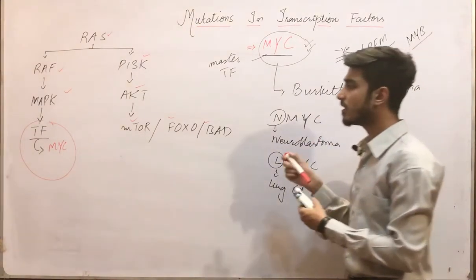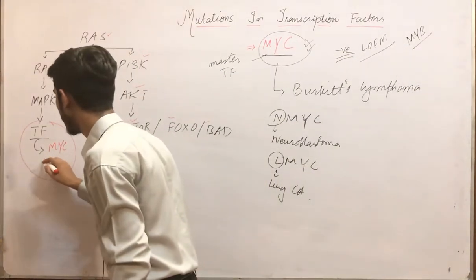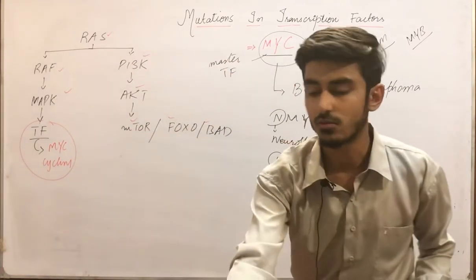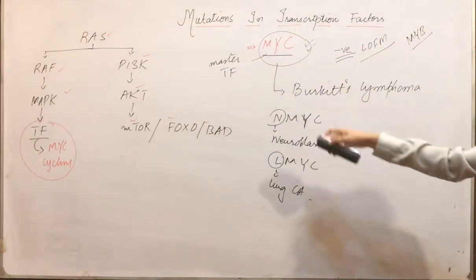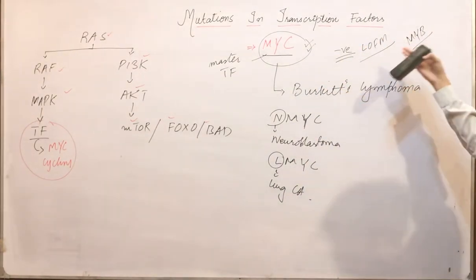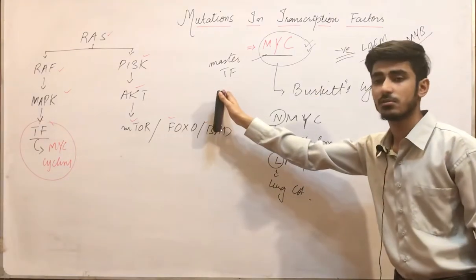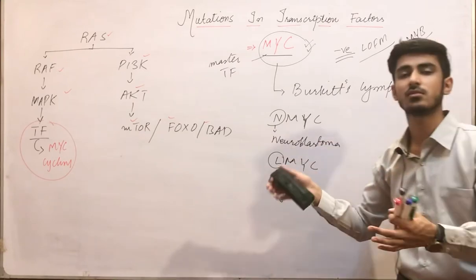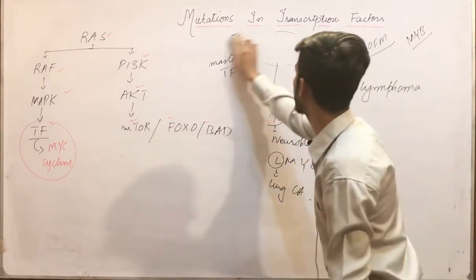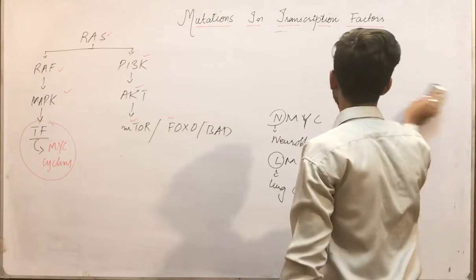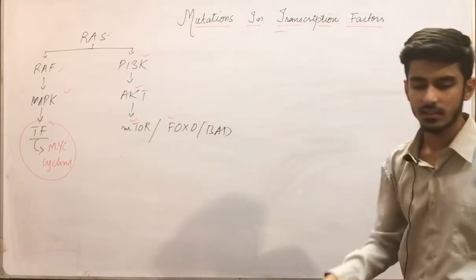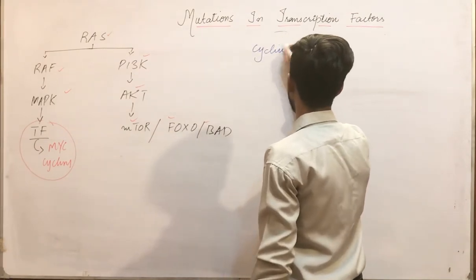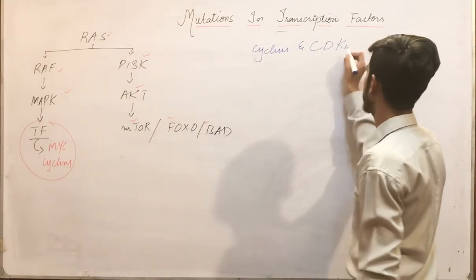Then we also have studied the normal pathway. In the normal pathway we studied the cyclins and the cyclin dependent kinases. And this is all about the MYC. Clear? The mutation in the MYC, where it is mutated, is the main transcription factor, the master transcription factor. It is also mutated in these cancers, and many other cancers. Now we are moving on towards the cyclin dependent kinases and the cyclins.